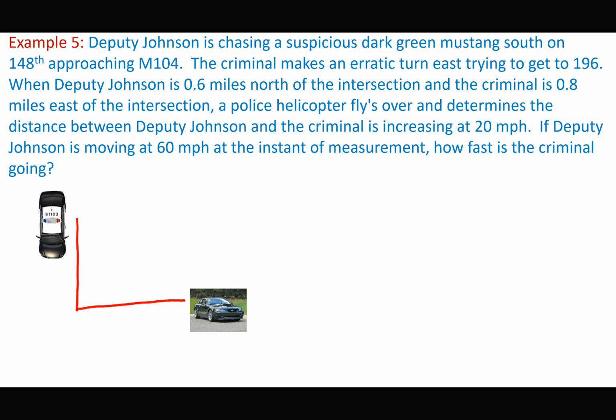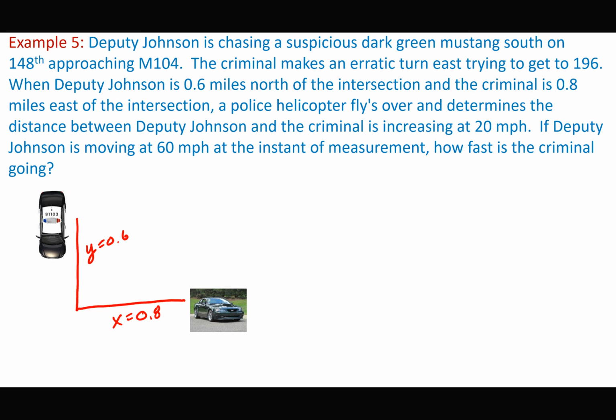When Deputy Johnson is 0.6 miles north of the intersection, I'm going to just say my Y is 0.6. And the criminal is 0.8 miles east of the intersection. So 0.8.